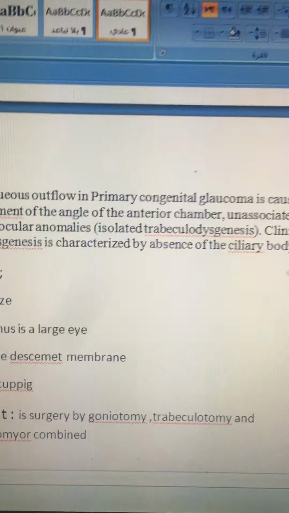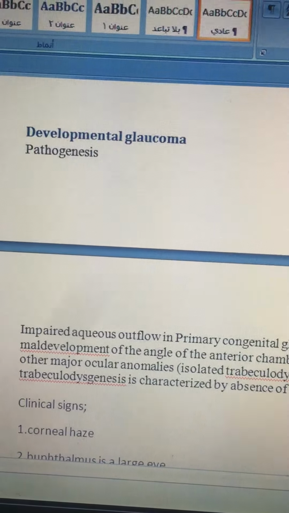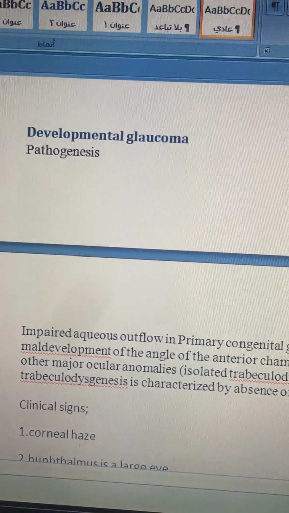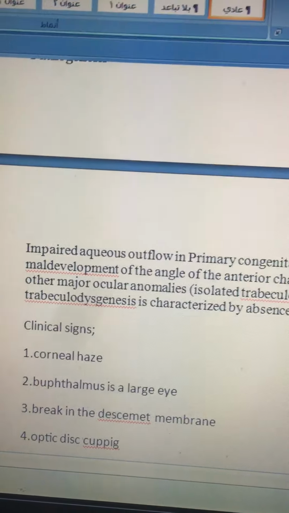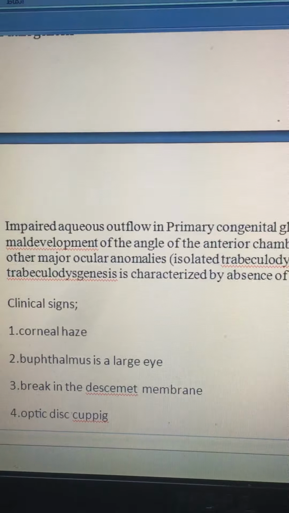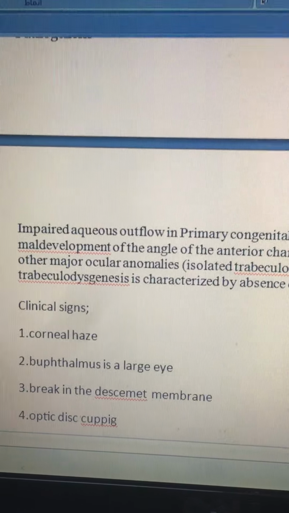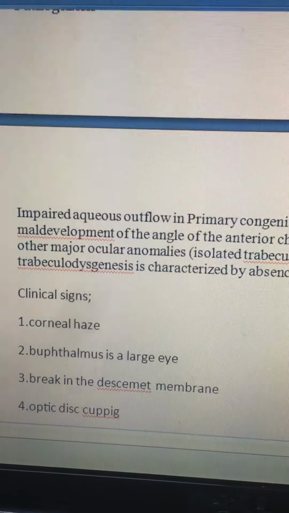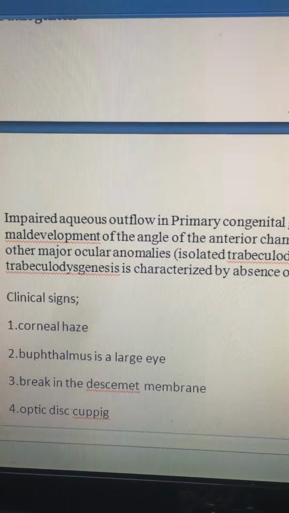is mentioned for you. Another type of glaucoma is the congenital one, developmental glaucoma. In developmental glaucoma, the child will present with corneal haze, buphthalmos, which means a large globe, a break in Descemet membrane, and again optic disc cupping, and it needs emergency surgery.